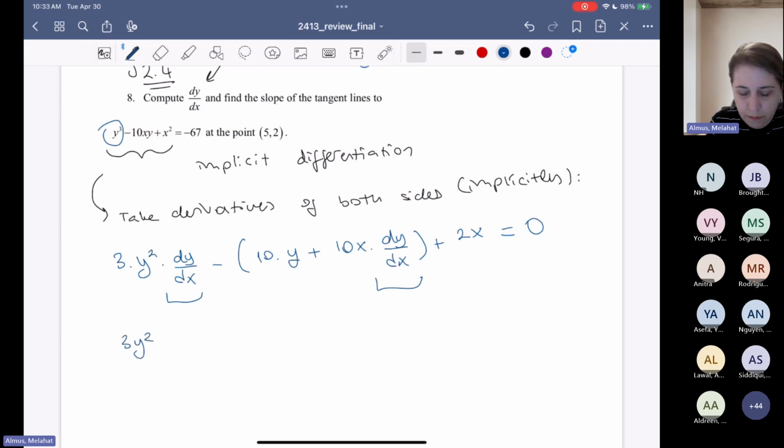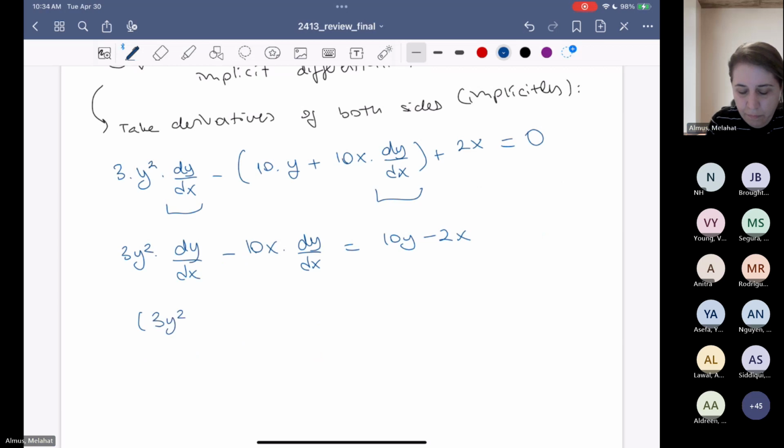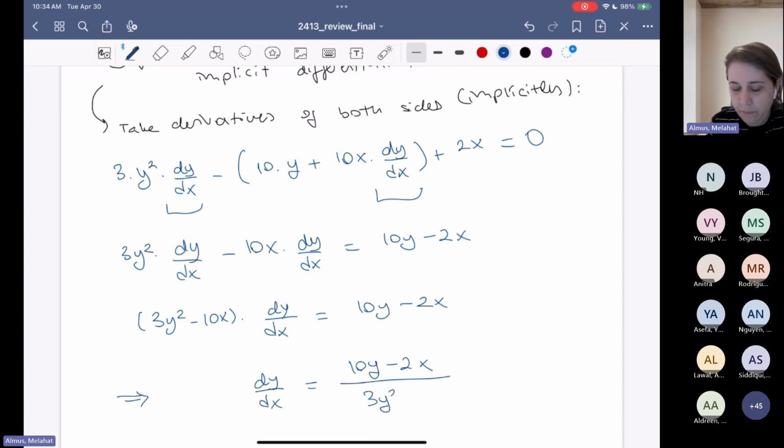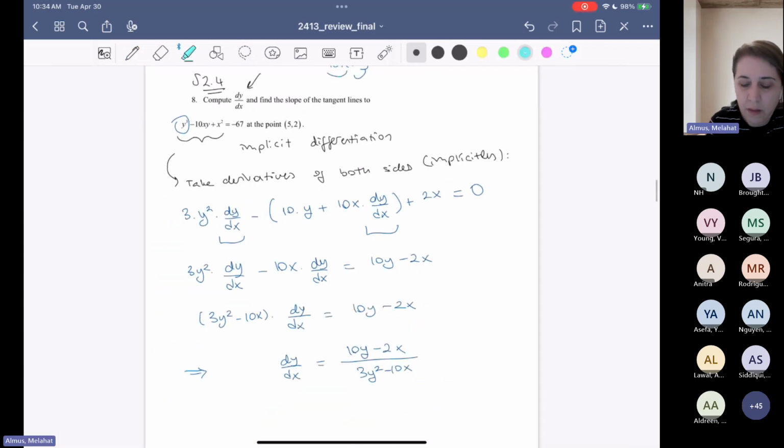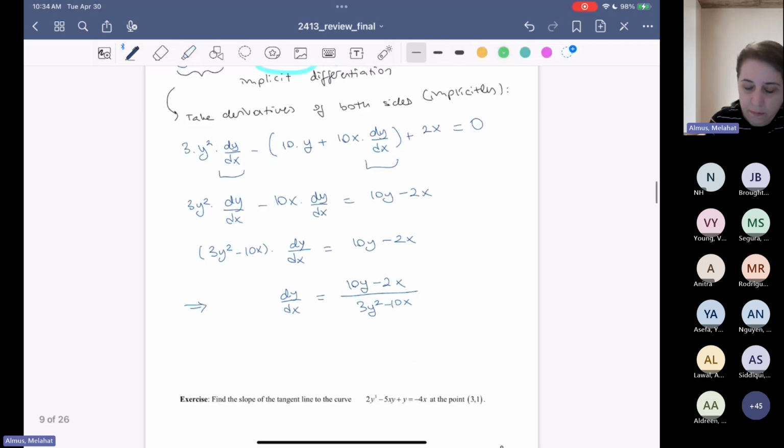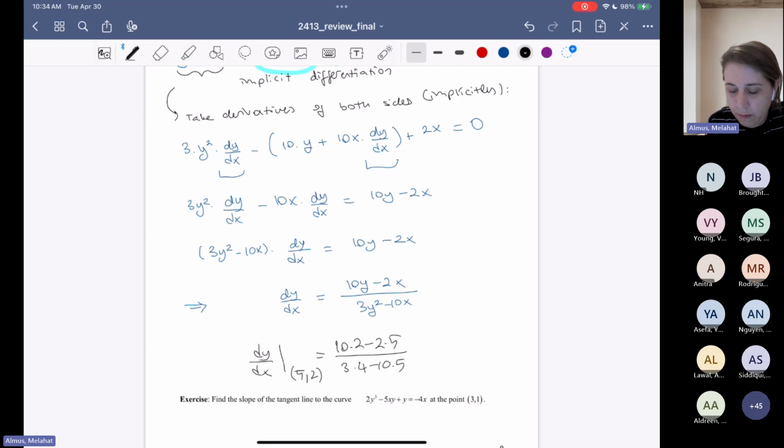Let's see. I'll solve for dy by dx because when I do it otherwise, students generally get confused. Solve for dy by dx. And dy by dx is this expression. The problem says you want to find the slope at the point 5, 2. So your job is to plug in that. Dy by dx at the point 5, 2 is 10 times 2, 2 times 5, 3 times 4, 10 times 5. 20 minus 10, 12 minus 50. 12 minus 50 is negative 38, right? Negative 5 over 90.